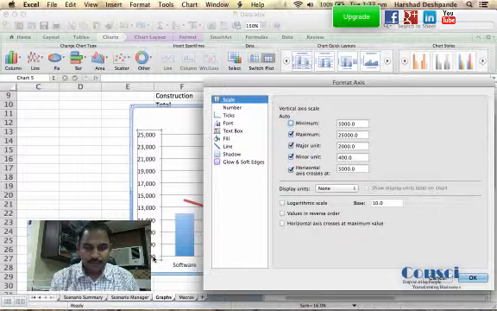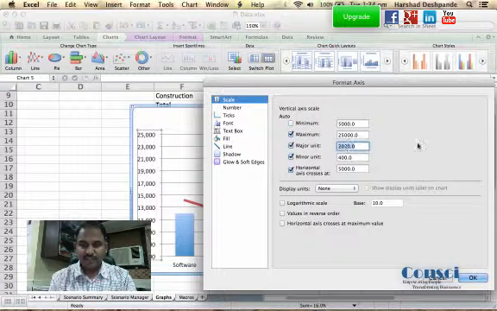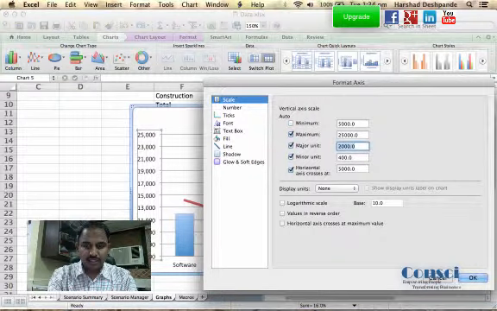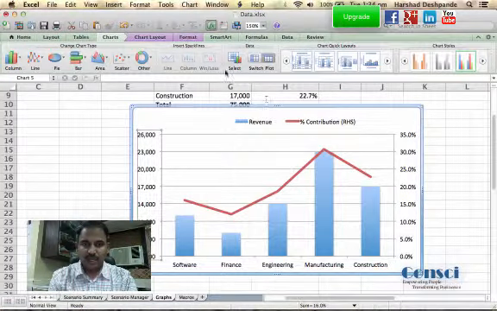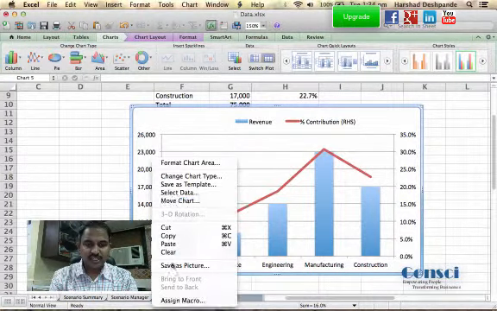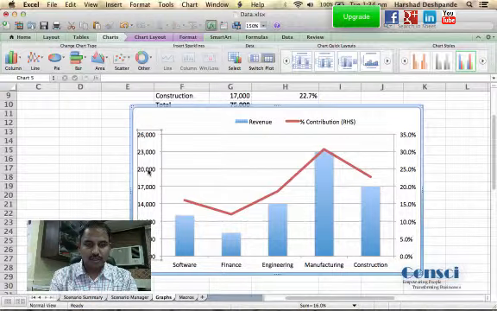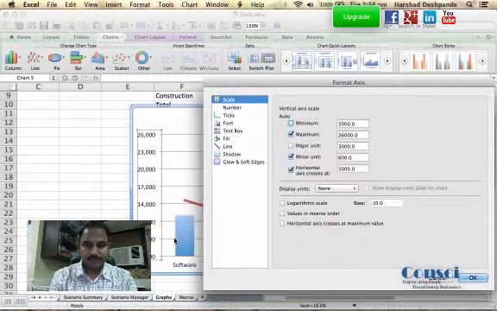So we have begun from 5000 now, and the major unit is increasing by 2000 each. Okay, so instead of that I will just say that each unit increases by 3000. Okay, and I now say okay, and there are a lot of other things that will actually change because you change that major unit value to 3000.